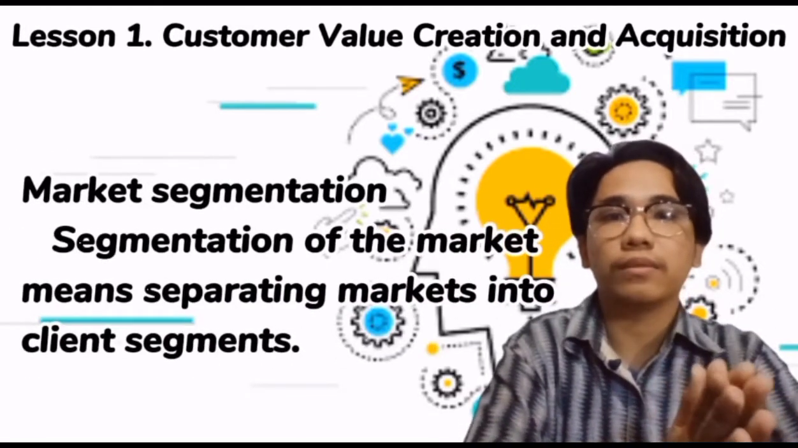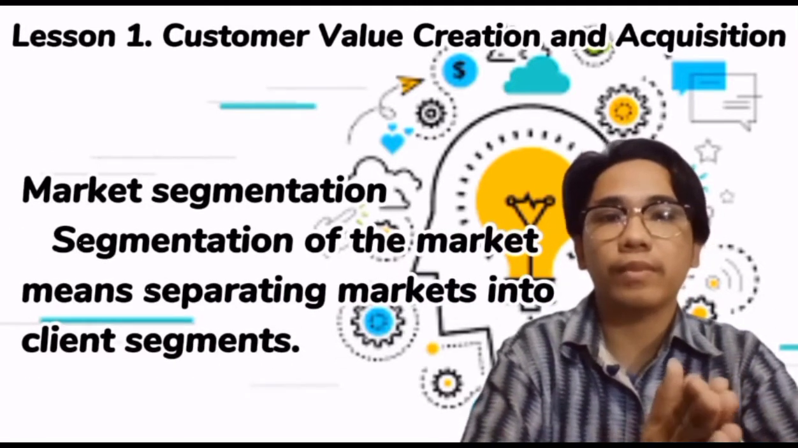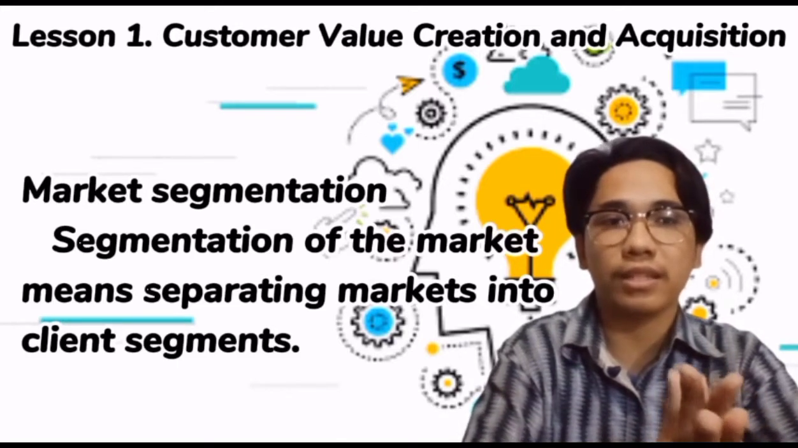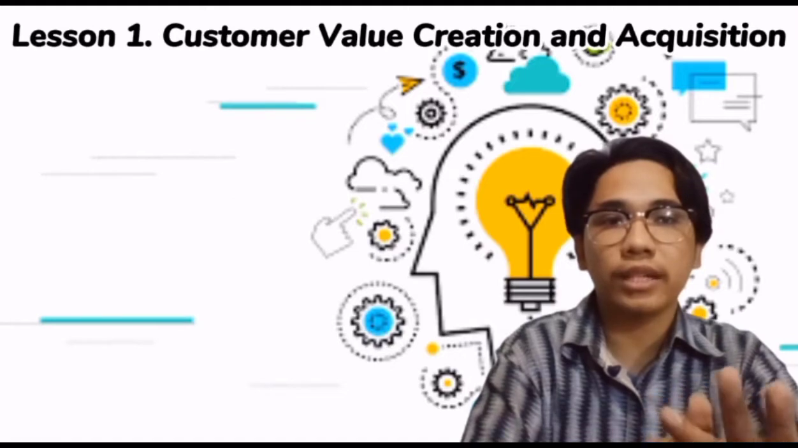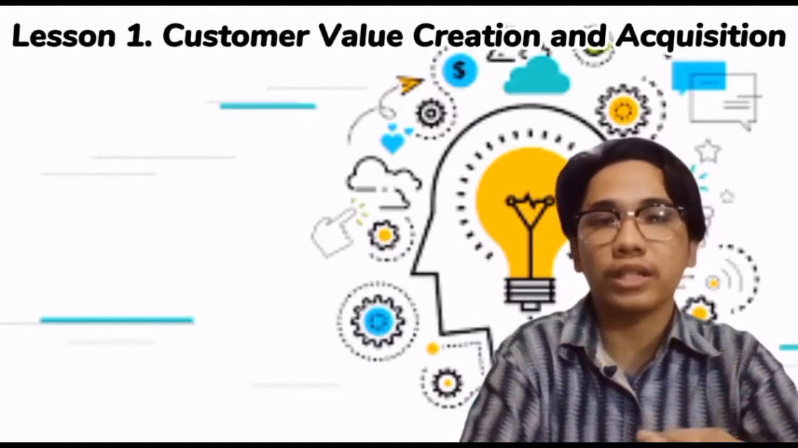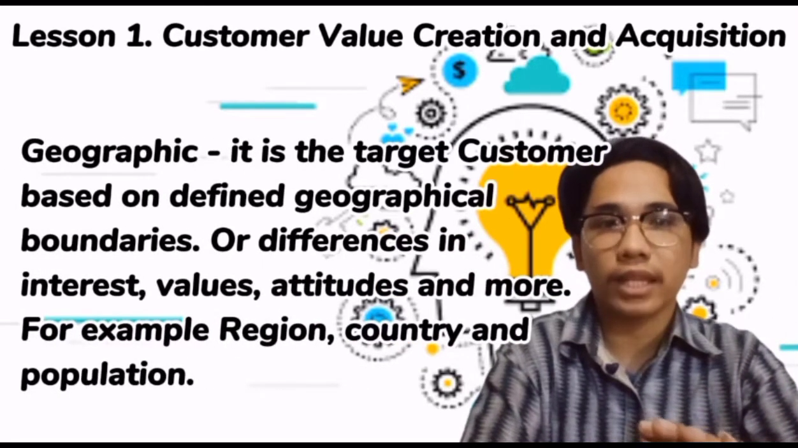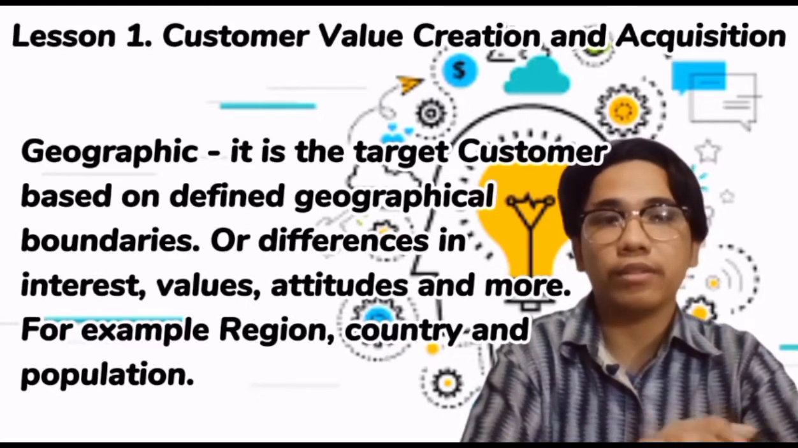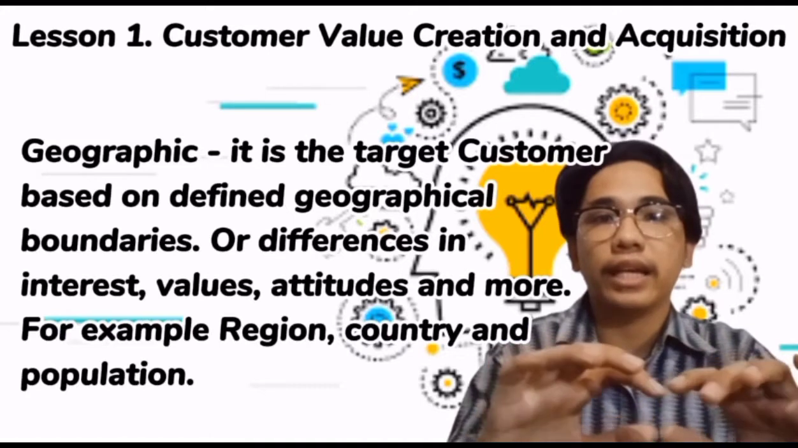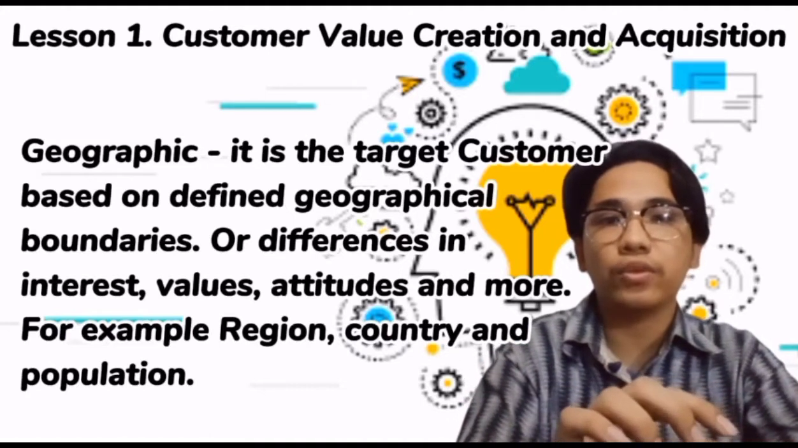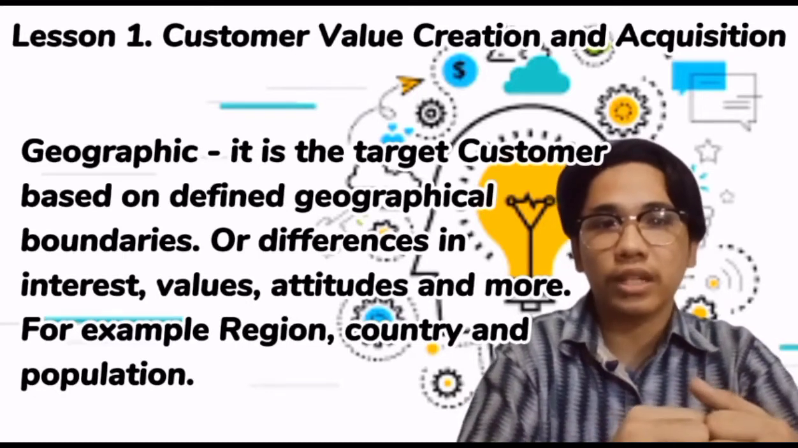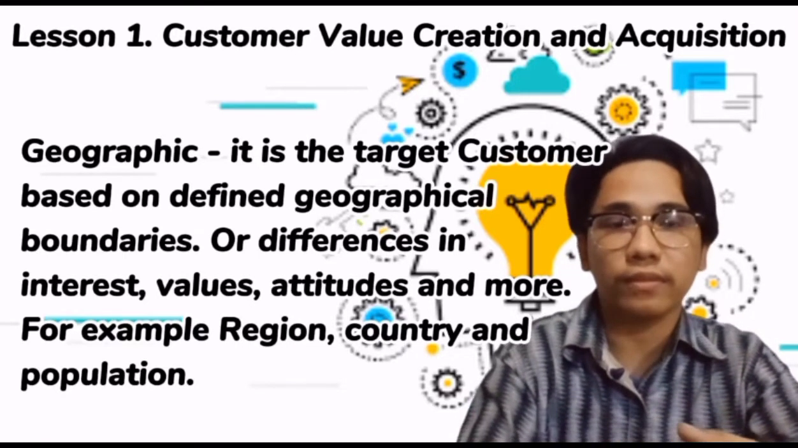Market segmentation. Segmentation of the market means separating markets into client segments. Under market segmentation, there are 4 categories. Geographic. It targets customers based on defined geographical boundaries or differences in interests, values, attitude, and more. For example, region, country, and population.